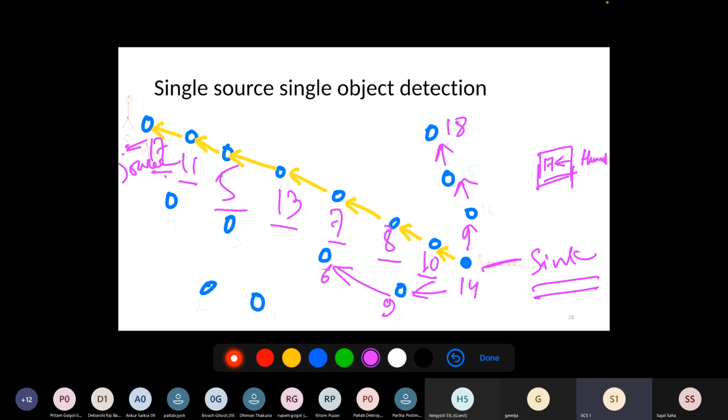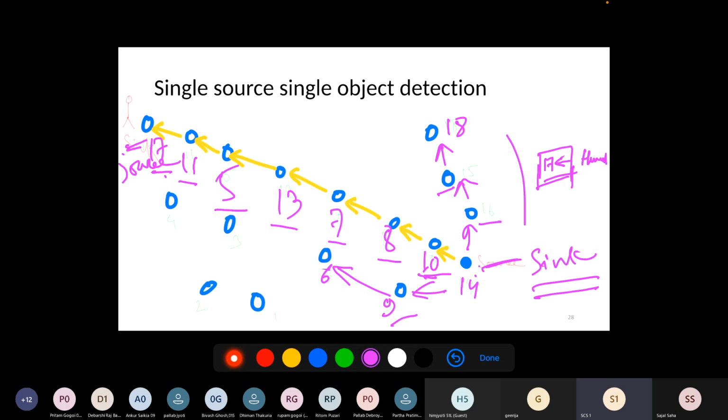Now what are the neighboring nodes of the sink? The sink is 14 actually. Its neighboring nodes are 16, 10 and 9. Now 16 will say that, okay, in my vicinity there is no movement, let me check with my neighbor. His neighbor is 15. 15 will check with its neighbor 18. 18 will say that, okay, I don't have any further neighbor, and I also did not find any object detection. So this side is ruled out.